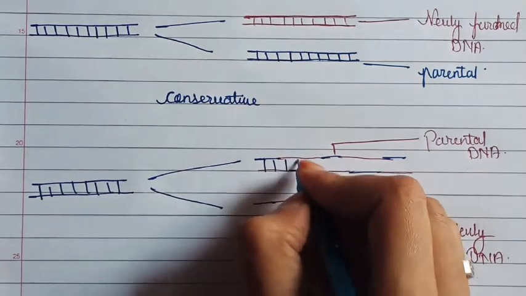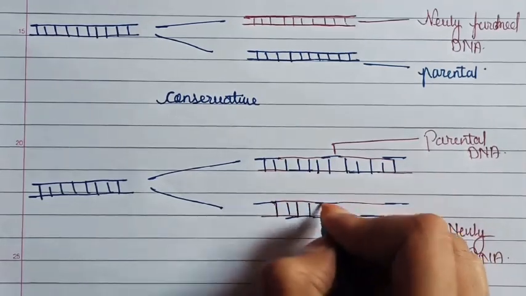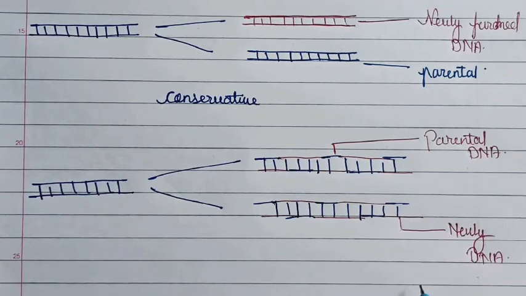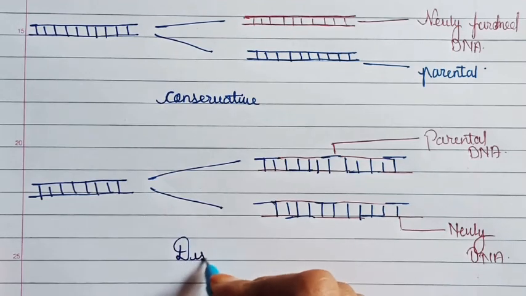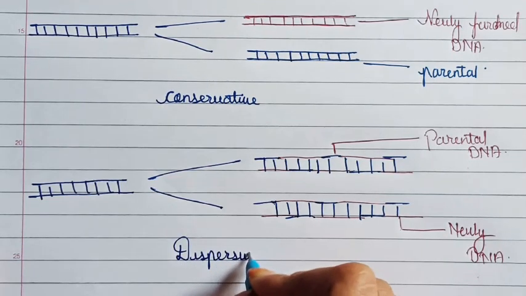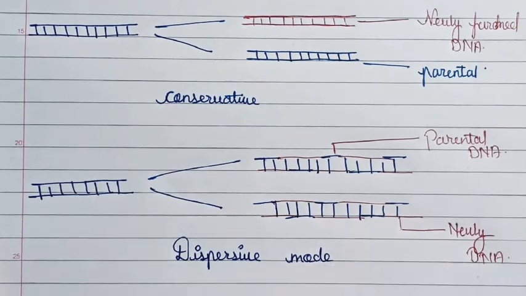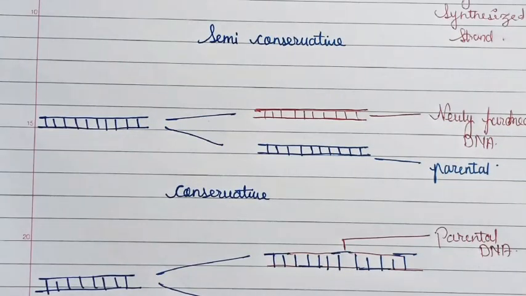This type of daughter DNA, or this mode of replication, is known as the dispersive mode of replication. So we will write here: dispersive mode of replication.